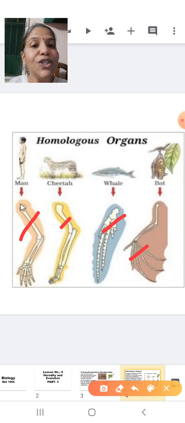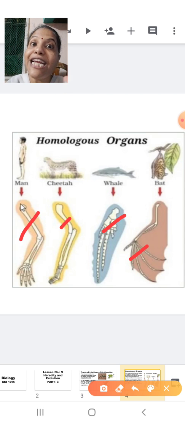So similar in structure, but they may be performing different functions. They are similar in structure but may be performing different functions, because of adaptation. That is because they are adapted to different conditions. Like man is adapted to the terrestrial environment, correct? So the limbs are used for walking. Cheetah is adapted to live in the jungle, correct? So its legs will be modified accordingly.